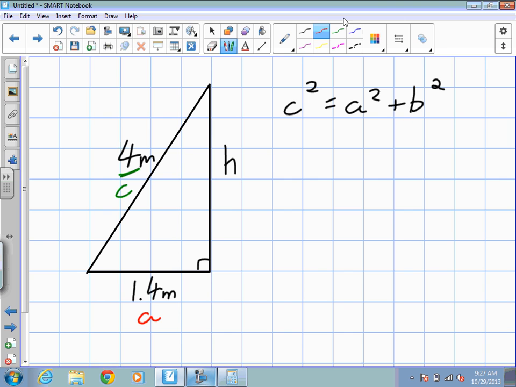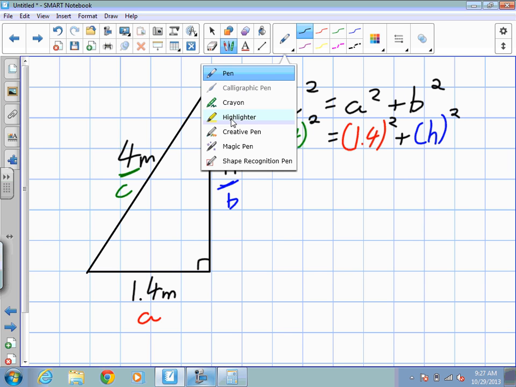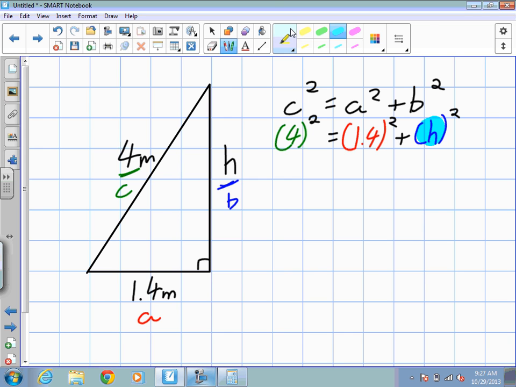So let's substitute our values in. 4 replaces our c. So 4 squared is equal to a is replaced by 1.4, and b is replaced with the height of the triangle. I could have still called it side b if I wanted. Any variable works fine. Now the goal is to isolate for h. So in order to isolate for h, I need to move things. And maybe it'll be easier if we square everything first.